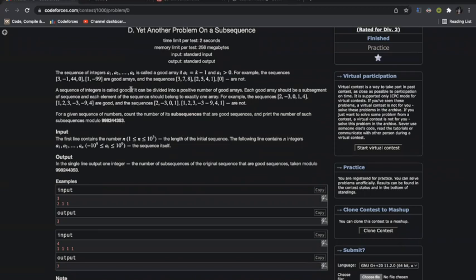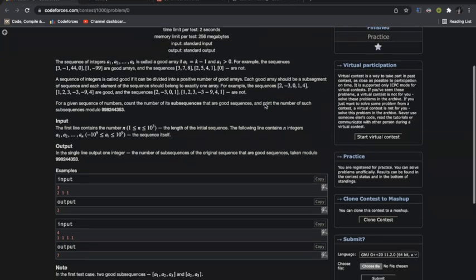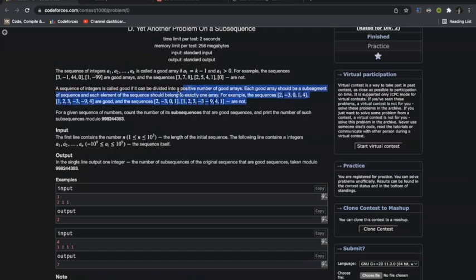And a sequence of integers is called good if it can be divided into a positive number of good arrays, right? So basically, we need to divide an array into some subarrays such that every subarray is a good array. If we can do that, then that particular sequence is called a good sequence. Each good array should be a subsegment of the sequence, and each element of the sequence should belong to exactly one array. That just means we need to divide the array into subsegments such that each subsegment is a good array and every element belongs to exactly one subsegment. I hope the definitions of a good sequence and a good array are both clear.